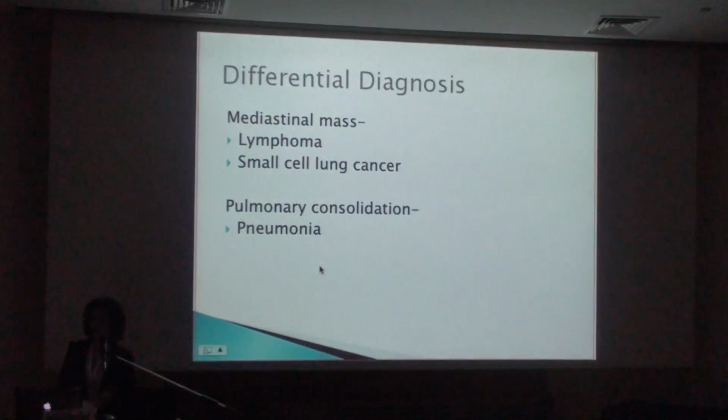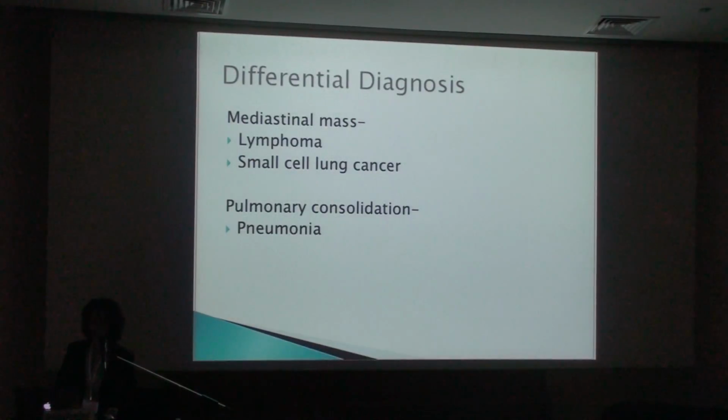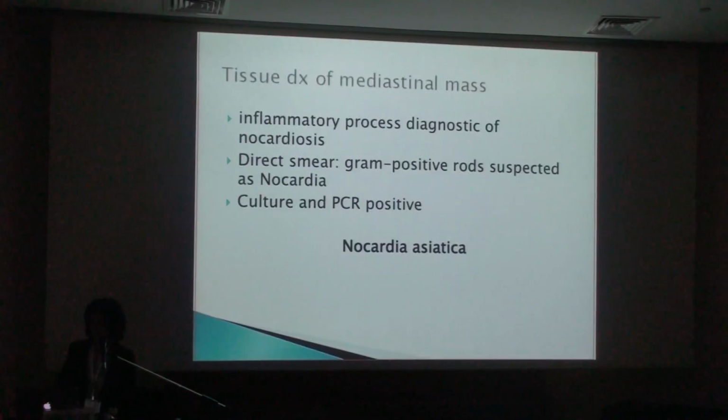So the differential diagnosis for the mediastinal mass is, first of all, a tumor such as lymphoma, and for the pulmonary consolidation, pneumonia, and it fits the clinical presentation. So then he went to have a tissue diagnosis from the mediastinal mass, and the diagnosis came out to be Nocardia asteroides.